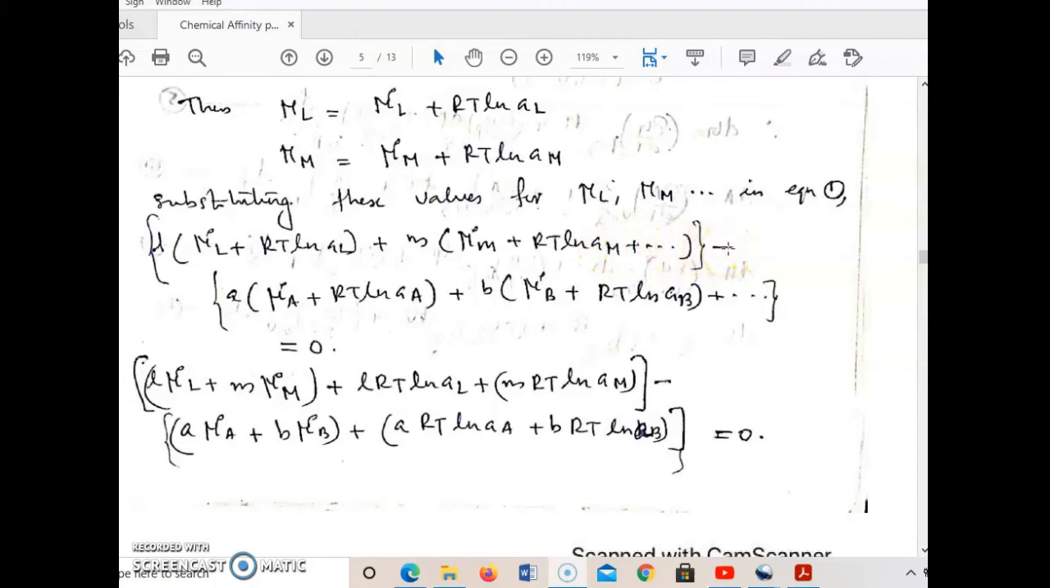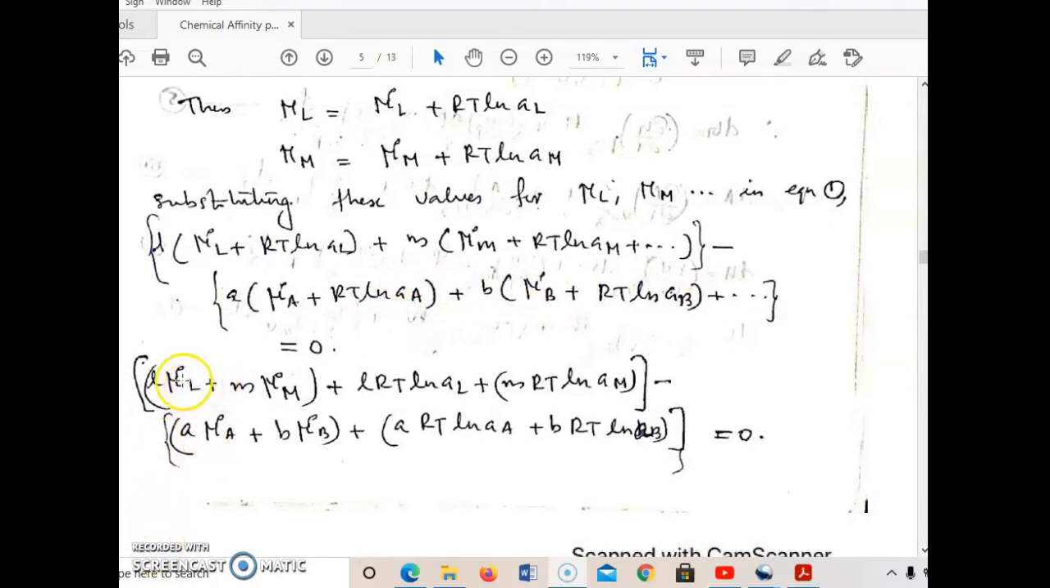Minus, have a look at equation 1, we are substituting for the chemical potential terms of products and reactants. So here minus a times mu A, and mu A can be substituted as mu 0 A plus RT ln a_A, plus b times, instead of mu B, we can write mu 0 B plus RT ln a_B, plus etc. And we know since the reaction was in equilibrium, it is equal to 0. So in equation 1, instead of mu L we substituted this, mu M we substituted this, mu A we substituted this, mu B we substituted this. So we now have the equation in terms of activity.